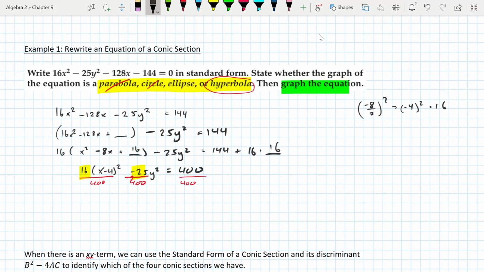So how many times does 16 go into 400? 25. Okay, good. They're pretty nice with our divisions. They usually match up. There we go. That is most definitely a hyperbola.